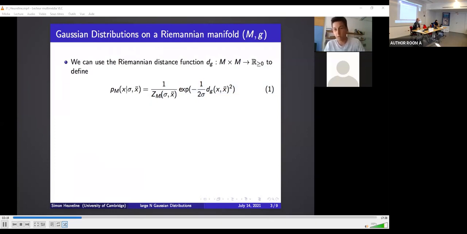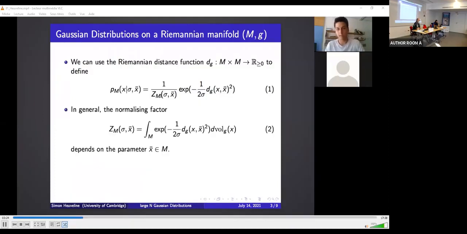In a general non-homogeneous manifold, we might run into some difficulties. Namely, the first difficulty in handling such a distribution would be that this normalization factor might depend on the parameter x bar, in which case it would get very messy and intractable. That would be in a highly nonlinear case. You would not expect to be able to compute this normalization factor, because you would have to evaluate it at every point.